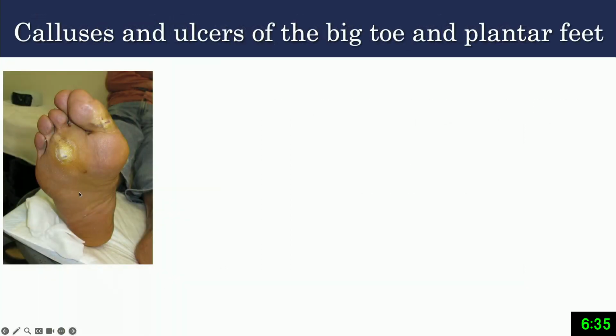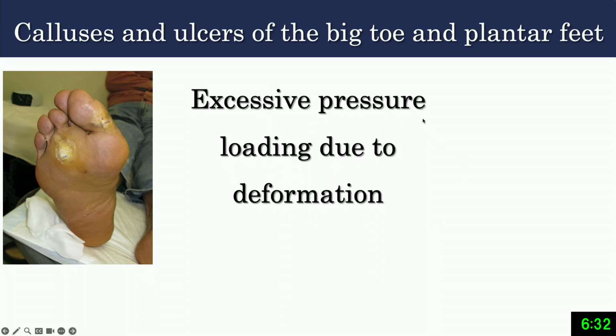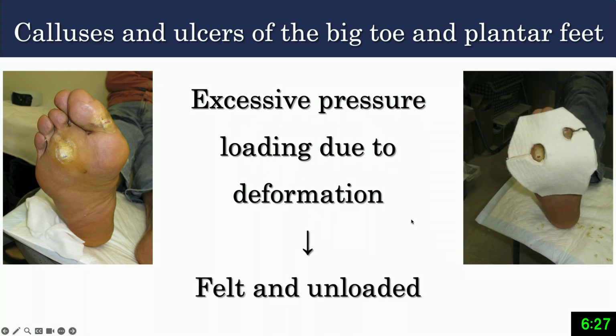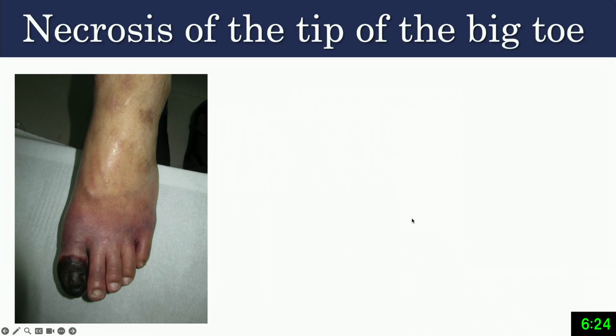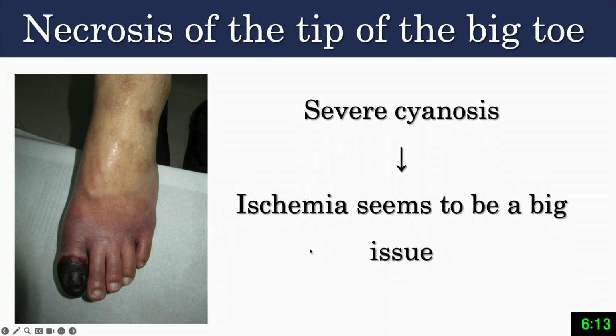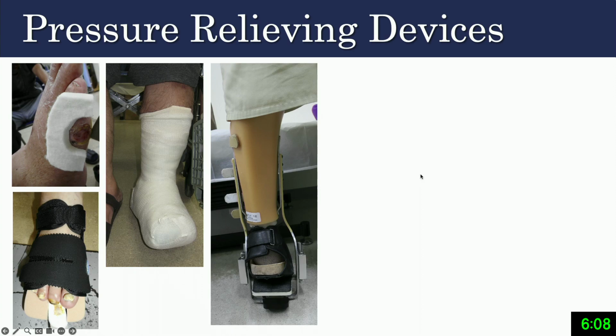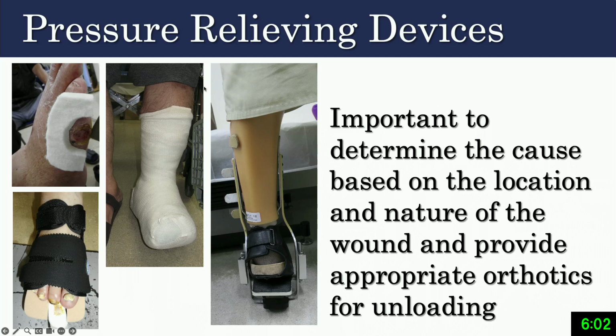When we look at this kind of patient, excessive pressure loading due to deformation, so felt and unloading, is very important. And when we look at this kind of patient, with necrosis of the tip of the big toe and severe cyanosis, ischemia seems to be a big issue. We also have to make a pressure relieving device. It's very important to choose appropriate devices.